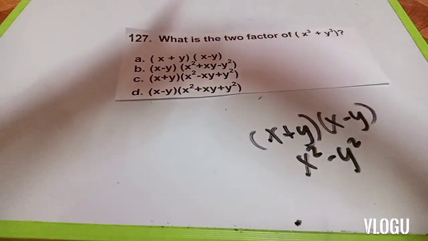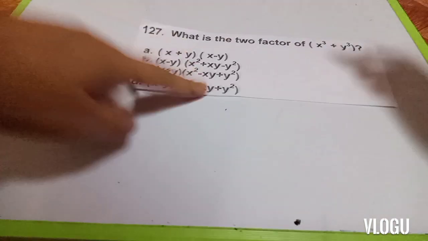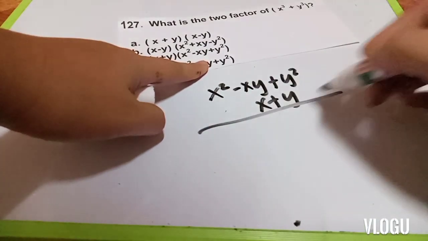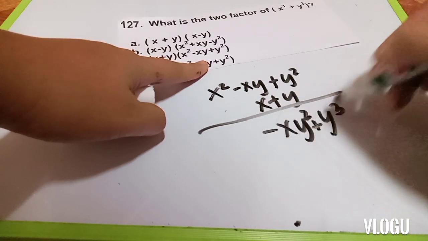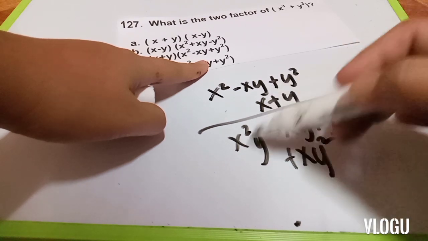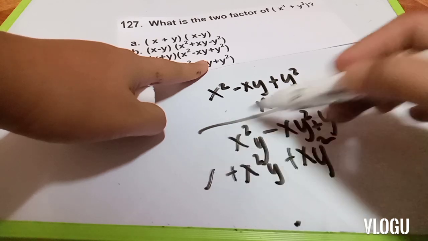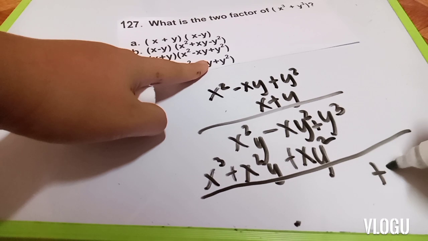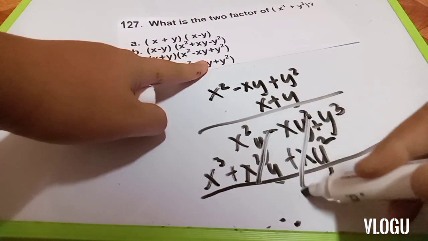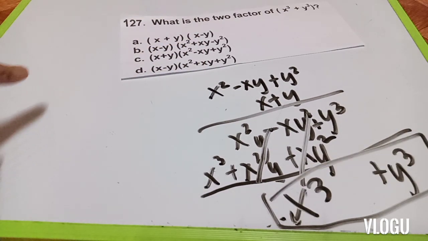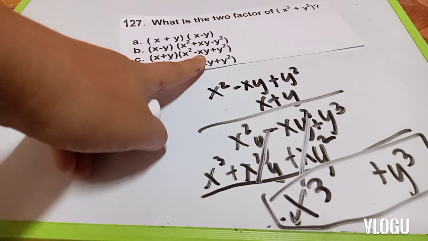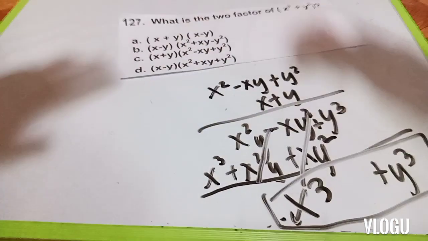And for letter C, how do we get this one? Let's try to multiply x squared minus xy plus y squared by x plus y. This will become y cubed, negative xy squared, and then x squared y. And then this will become xy squared, this will become x squared y, and then x times x will become x cubed. Then the y cubed, then cancel, and the remaining will be x cubed plus y cubed. So that will be our final answer. So this is the two factor: x plus y and x squared minus xy plus y squared. Let's proceed to 128.